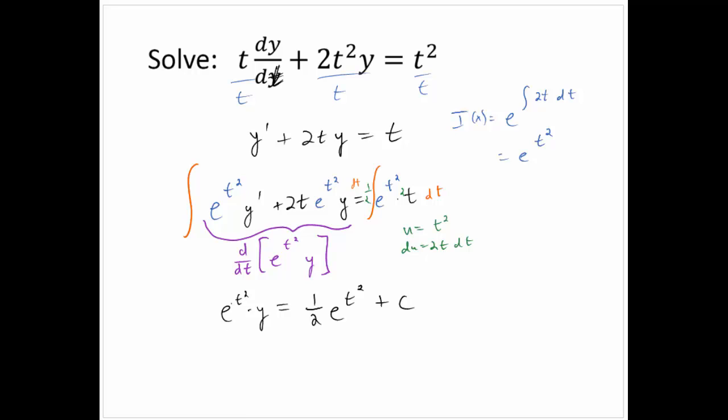And then dividing through by e to the t square, I can write y is equal to 1/2 plus c e to the negative t square.